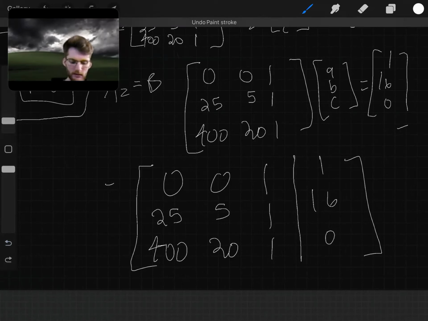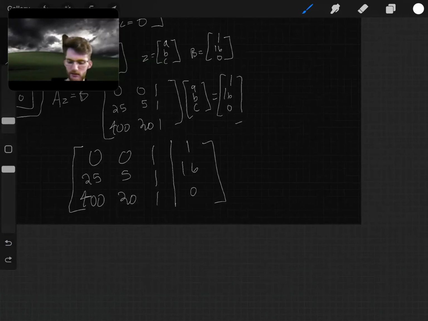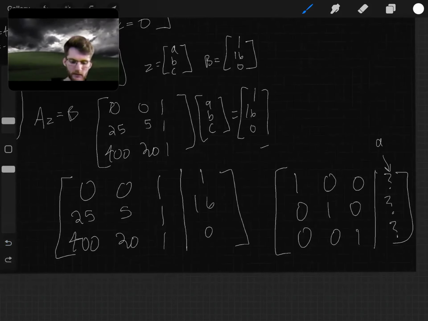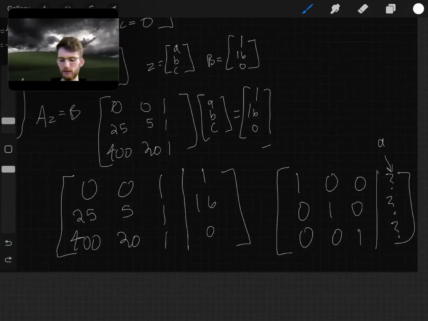And in the end, you want something that looks like an augmented matrix in which the left side looks like this, and the right side equals some numbers. If you have this, then this number is equal to A because this corresponds to this spot. That'd be 1 times A equals this number. Then this would be B, and this would be C.